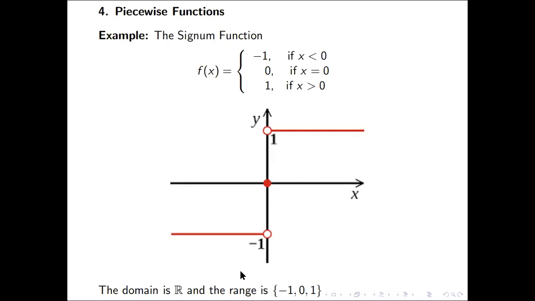You can read it there. So the domain is R and the range is {-1, 0, 1}. So use set notation.